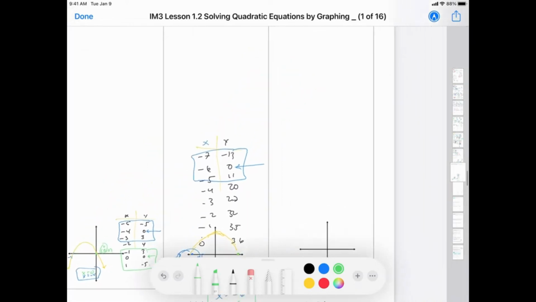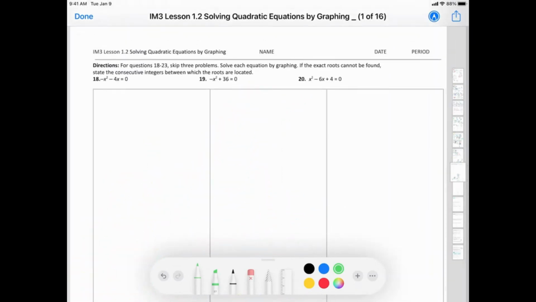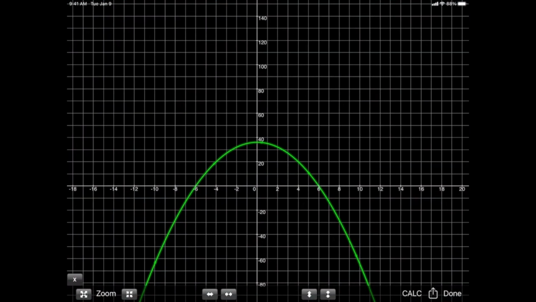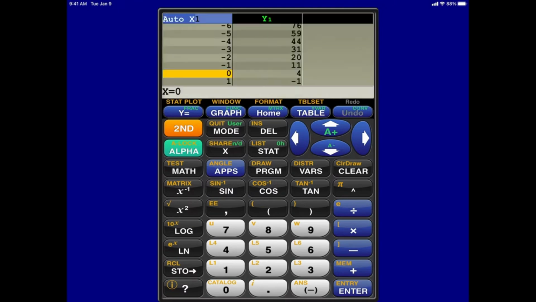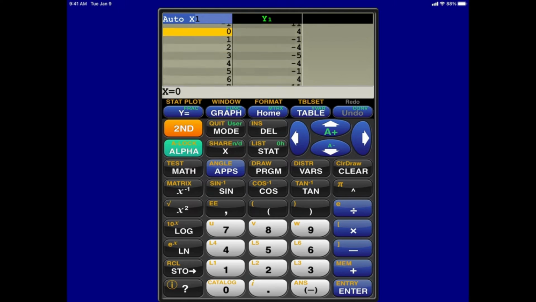Okay, let's go ahead and try the graph in the next one. Number 20. X squared minus 6x plus 4. Let's get a table. And again, I need two numbers that will, let's see, 0 and 1. All right, this one's nice. Take a picture of this one.